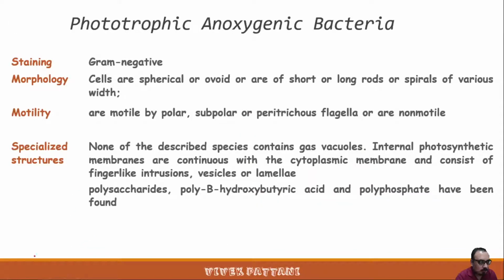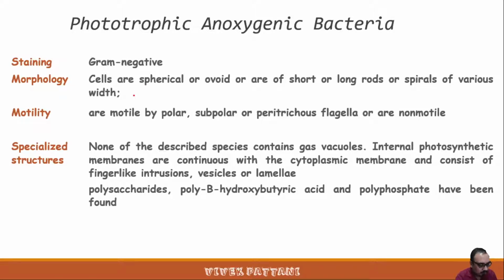Moving forward with the next group, which are phototrophic bacteria, especially phototrophic anoxygenic bacteria. The phototrophic anoxygenic bacteria are basically divided into four groups: the first is green sulfur bacteria, next is green non-sulfur bacteria, next is purple sulfur bacteria, and purple non-sulfur bacteria.